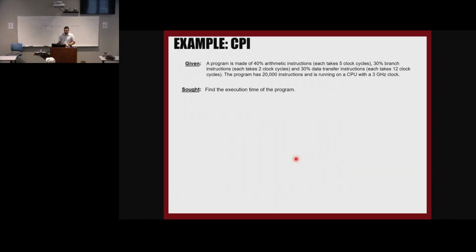All right, so now let's practice. We have a program that has 40% arithmetic instructions, each of them needing 5 clock cycles. 30% branch instructions, which take 2 clock cycles each. We have 30% data transfer instructions that need 12 clock cycles. The program has 20,000 instructions, and it is running on a CPU with a 3 gigahertz clock. What is the execution time of this program?